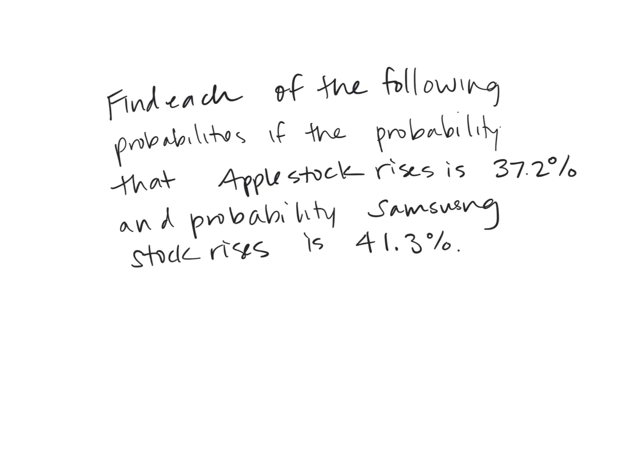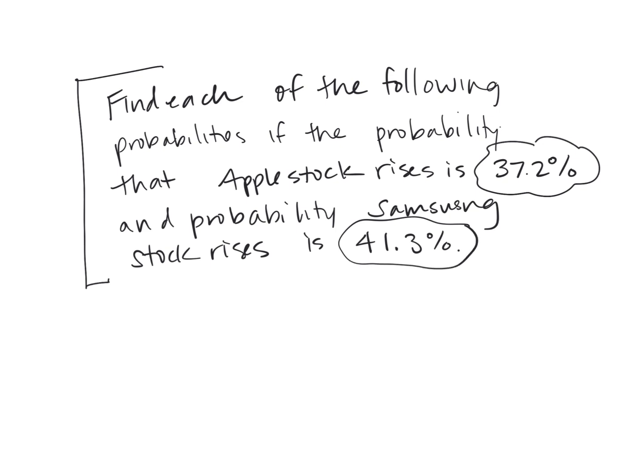All right, we're going to look at this question from homework. It wanted you to find each of the following probabilities if the probability that Apple stock rises is 37.2%, and the probability that the Samsung stock rises is 41.3%.